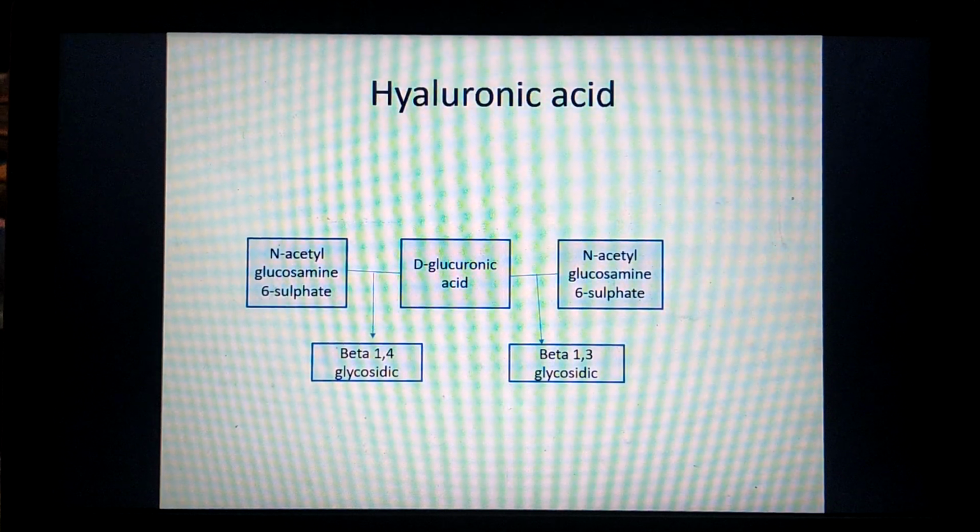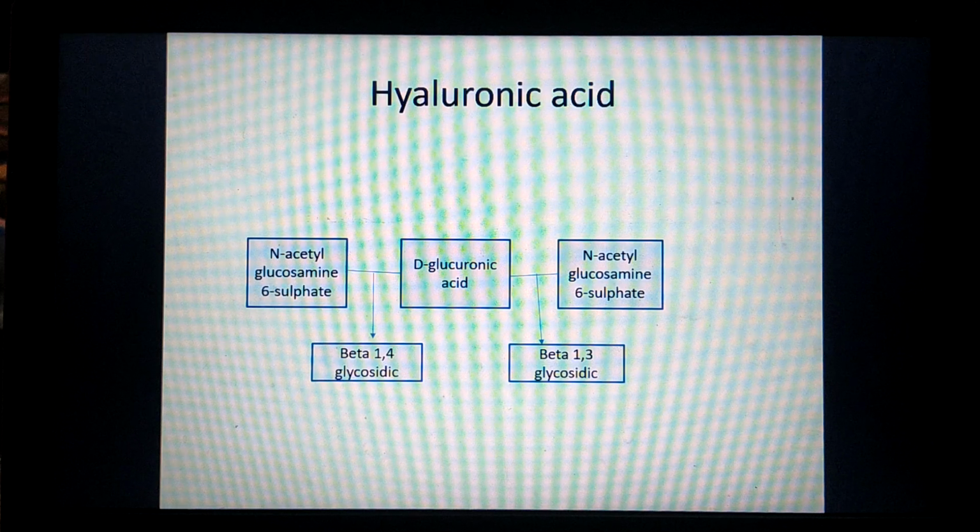So this is the diagrammatic representation of hyaluronic acid. See, N-acetyl glucosamine 6-sulfate attached to D-glucuronic acid. Again this unit is repeating. D-glucuronic acid is attached to N-acetyl glucosamine 6-sulfate, which is further attached to D-glucuronic acid. So amino sugar and uronic acid is present in alternate manner. There are two types of linkage. One is beta-1,4 glycosidic linkage and another is beta-1,3 glycosidic linkage.